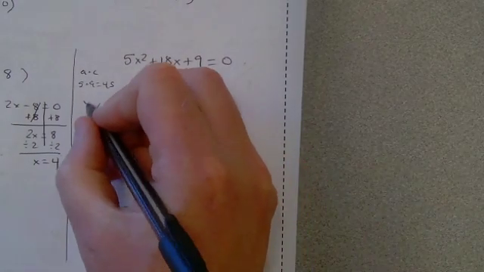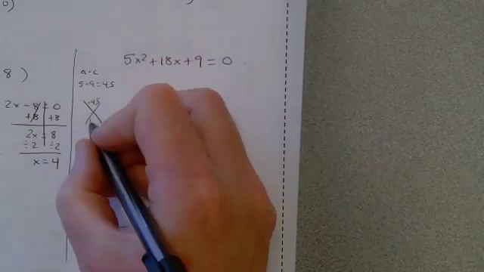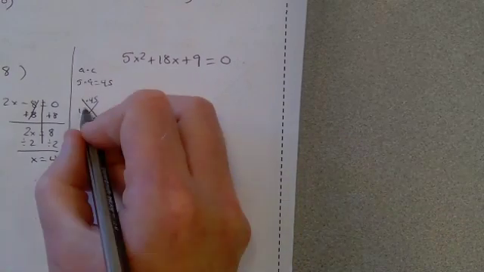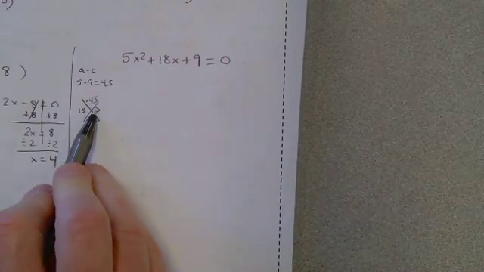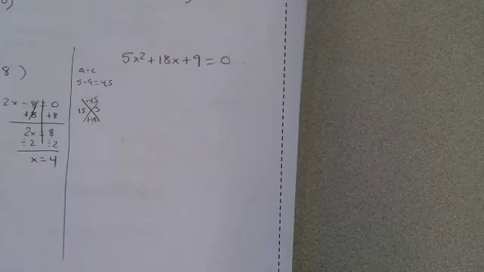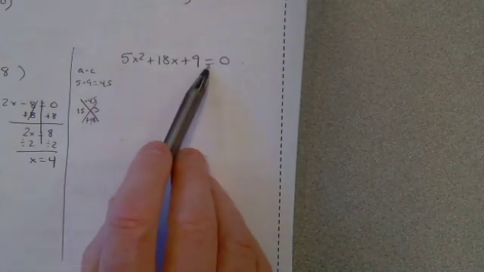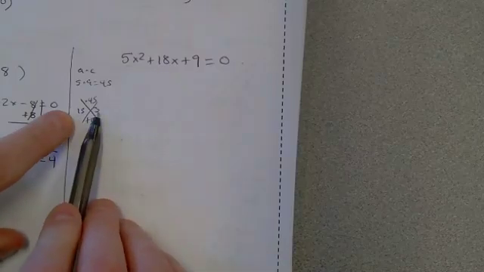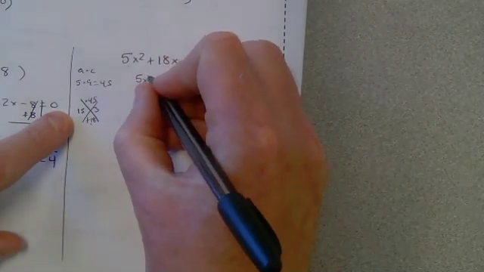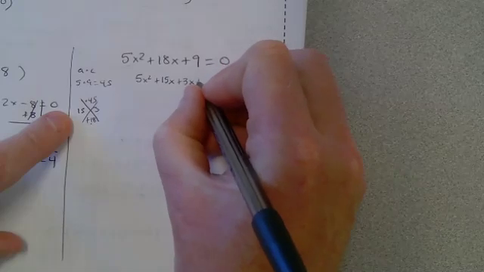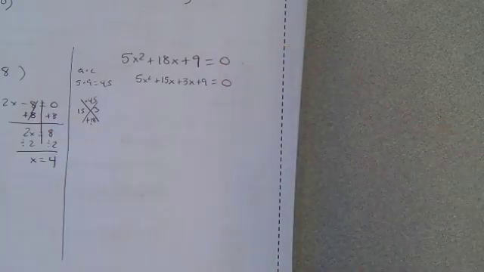So I'm looking for things that multiply to 45 but add up to 18. And I know that's going to be 15 and 3. 15 times 3 is 45. 15 plus 3 is 18. So I'm going to rewrite this equation, but instead of 18, I'm going to break this 18 into 15x and 3x. So I have 5x squared plus 15x plus 3x plus 9 equals 0.